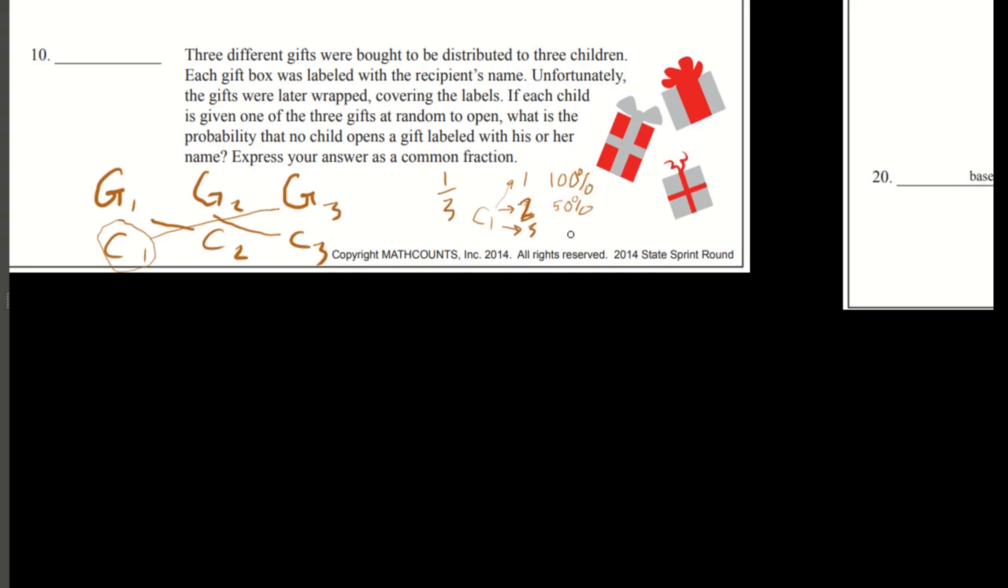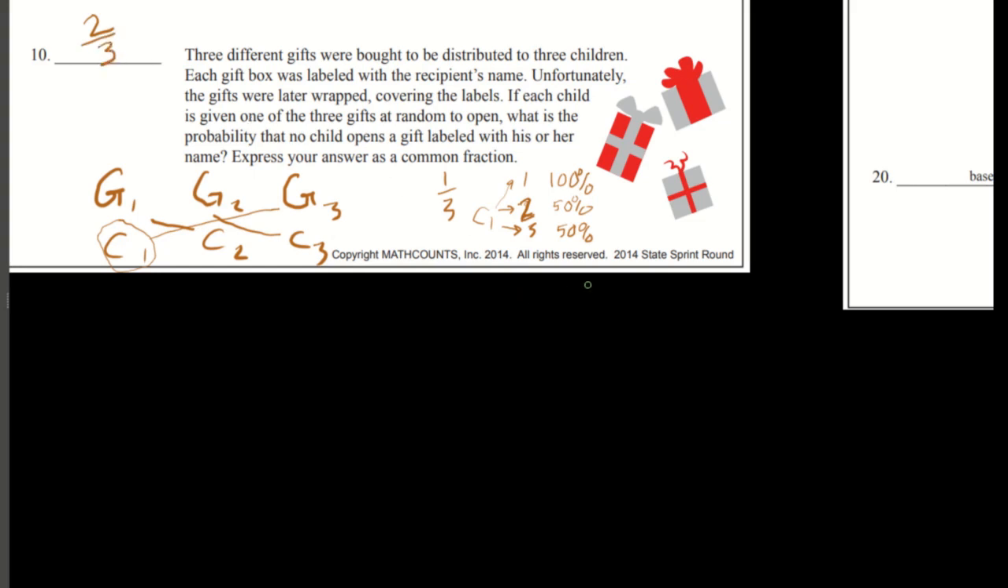Maybe some other people too. And in the case where child 1 picks gift 3, what's the probability that someone's going to get their own gift? 50%. Okay, and these three things are all equally likely, right? So we can just take the average of these. That should be the probability that someone gets their own gift. So what's the average of these three? That would be 200 divided by 3.